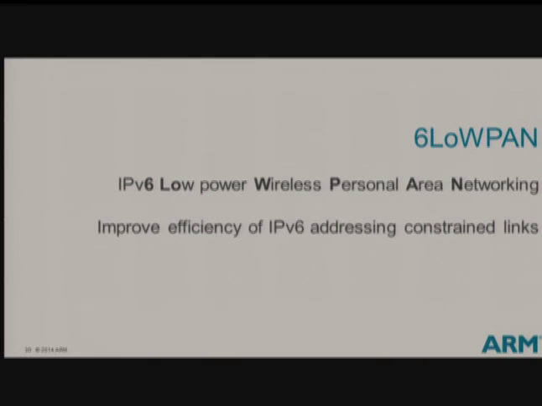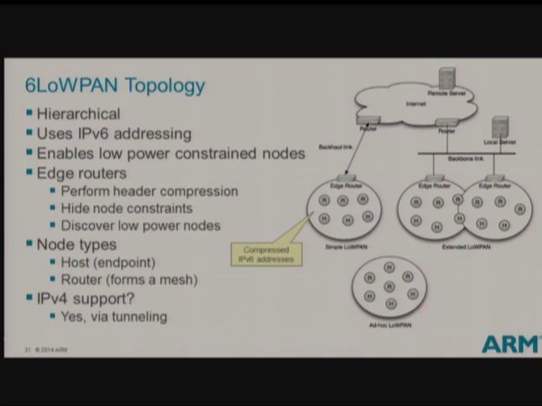So let's look at these technologies one at a time and click through them real quick. 6LoWPAN is IPv6 low-power wireless personal area networking. It improves the efficiency of the addressing scheme for IPv6. That's what it does. Here's what it looks like, and there's some detail in this slide. It's hierarchical: on top is IPv6, on the bottom it's 6LoWPAN. It uses IPv6 addresses throughout. There's an edge router that performs the header compression and hides the node constraints, and the nodes can either be just host nodes that don't route anything, or they can be router nodes that are able to route traffic for other nodes. And as I said before, IPv4 support is of course possible by tunneling.